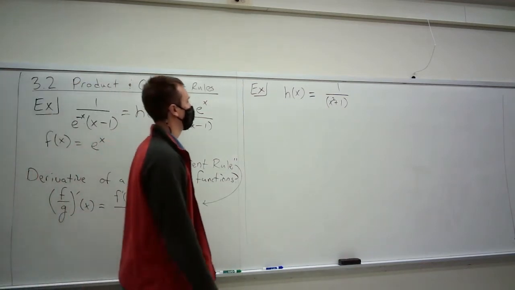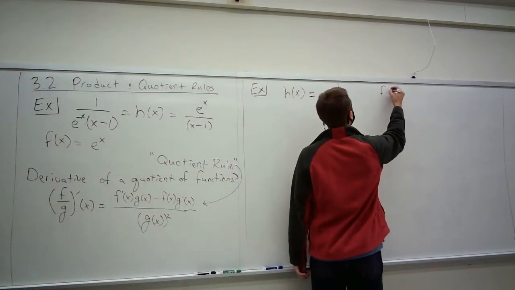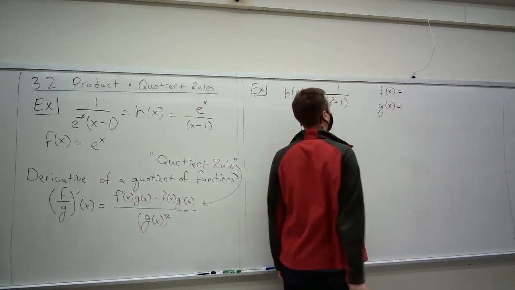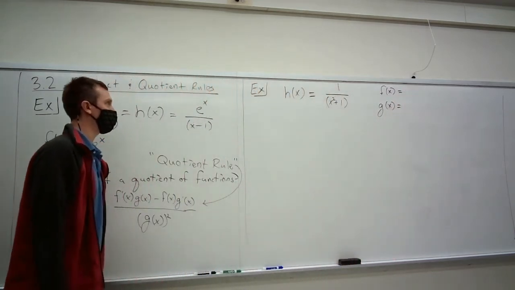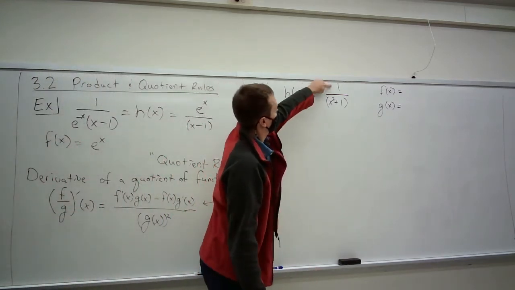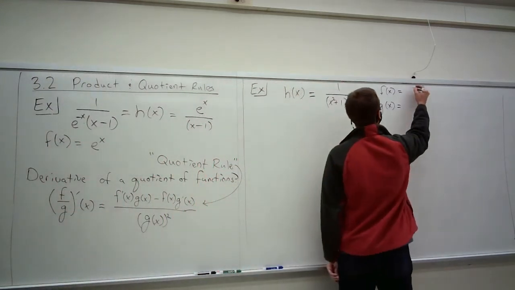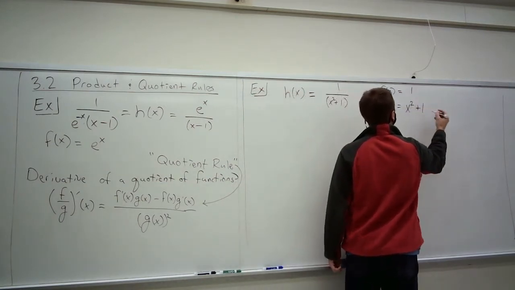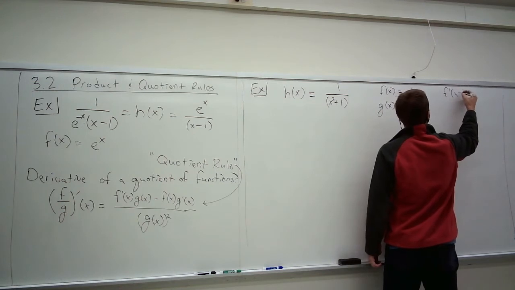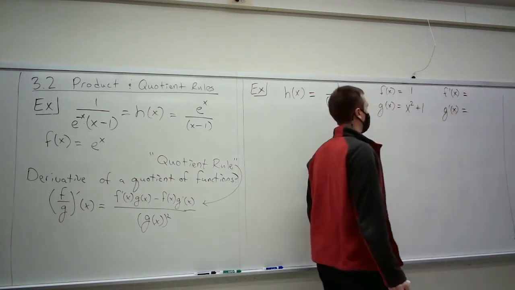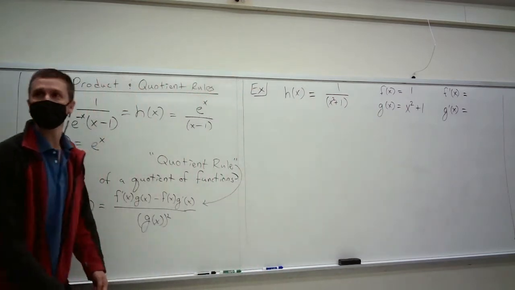We know this. What's f? What's g? I was not intending this one to be mischievous at all. It's straightforward. f is 1, g is x squared plus 1. What's the derivative of f? What's the derivative of g? And then we'll just piece it together.